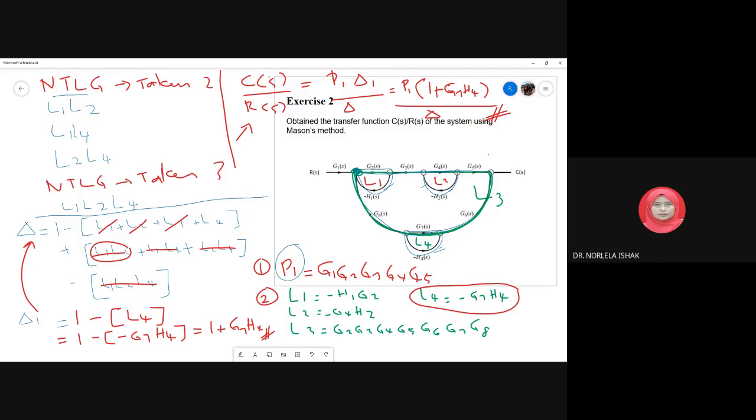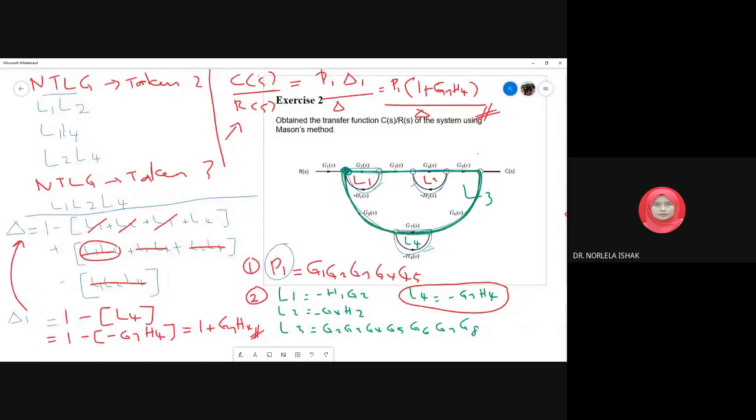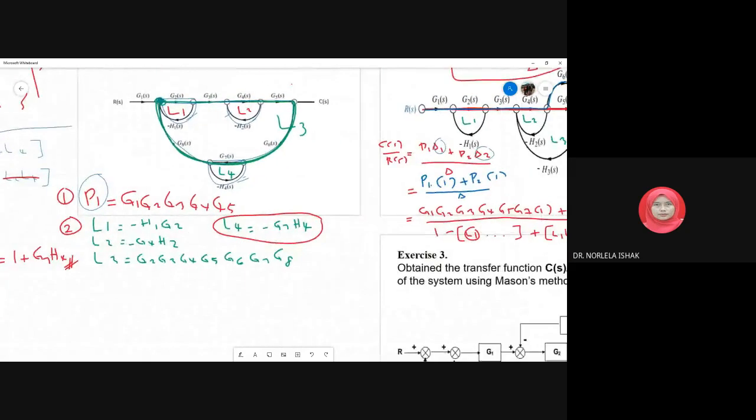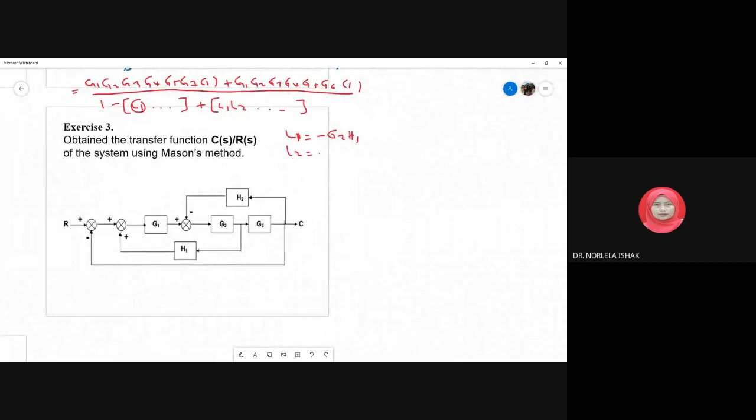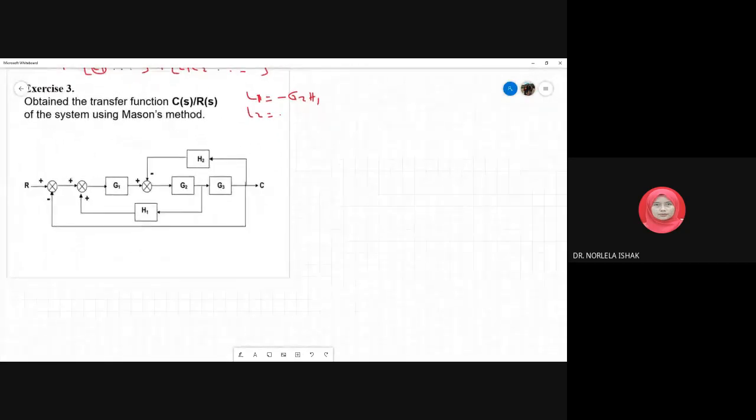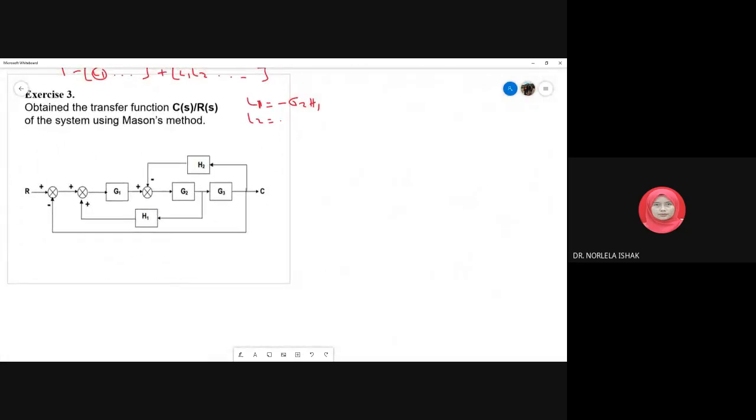So let's see the next example. How about exercise number 3? Who finished exercise number 3? How the signal flow looks like? First, you have to convert the block diagram into signal flow, right? Okay. How many nodes do you have here? 1, 2. How many nodes?